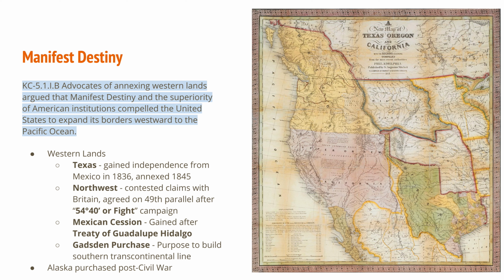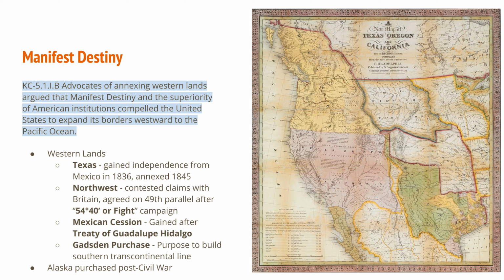When James K. Polk was campaigning for president, he was seen as the expansionist candidate, and he ran on the platform of 54-40 or fight, meaning that he wanted to have the entirety of the Oregon Territory added to the United States up to the 54th, 40th parallel line of latitude.